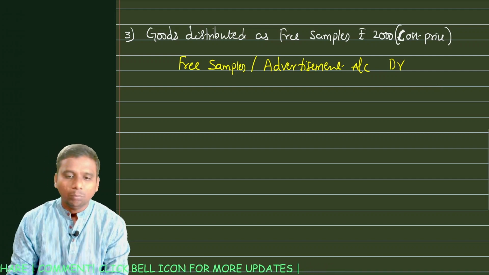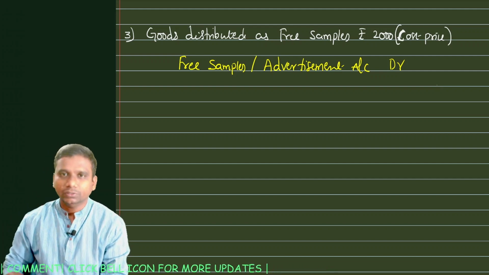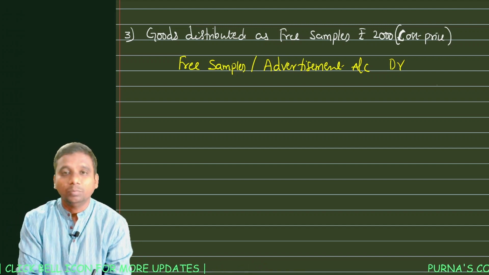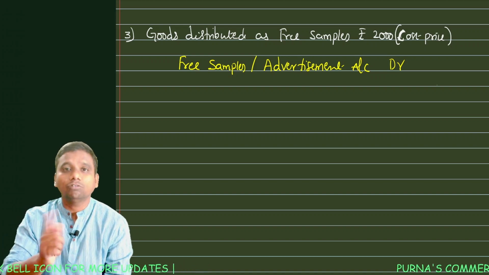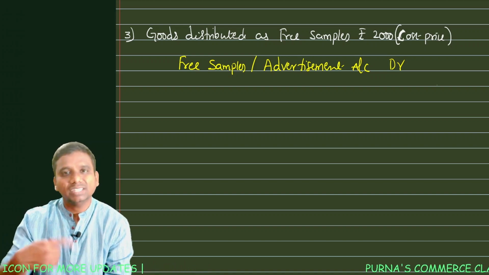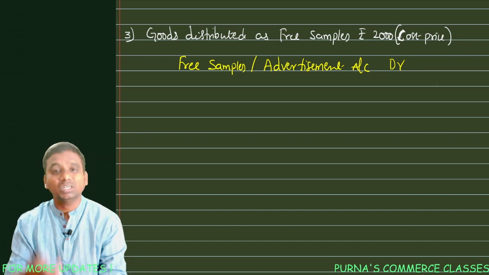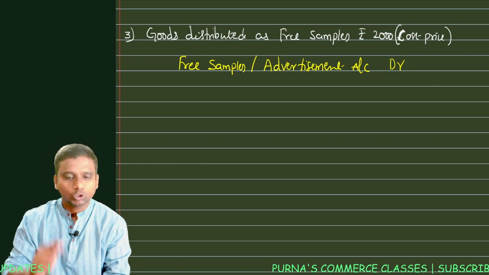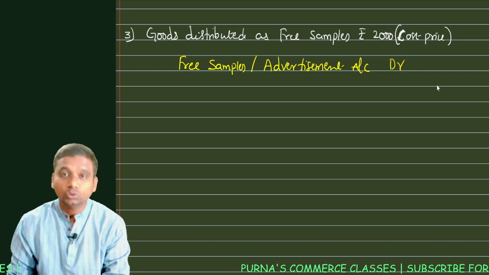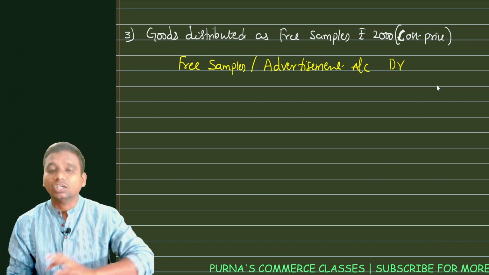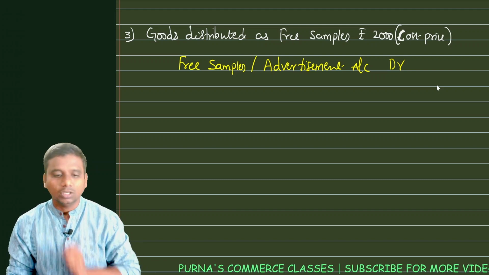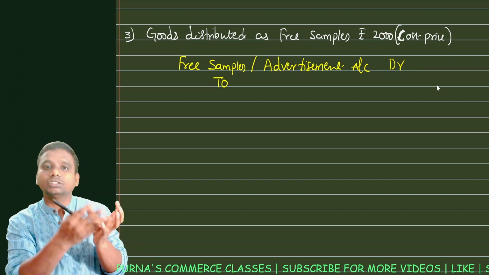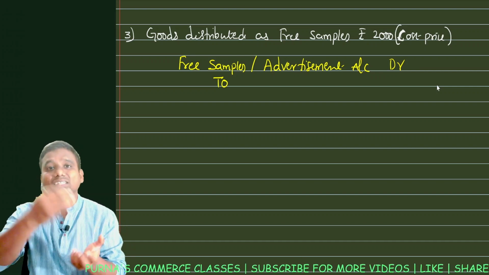Now, by distributing goods as free samples, will you get any profit? No, it is not possible. But goods are going out, not in the form of sales. If you sell goods, then we use sales account. But here we are not selling goods, we are just distributing the goods as free samples, so goods are going out not in the form of sales, not in the form of purchase returns. Now, because of distribution of goods as free samples, our purchase cost of the goods gets reduced.